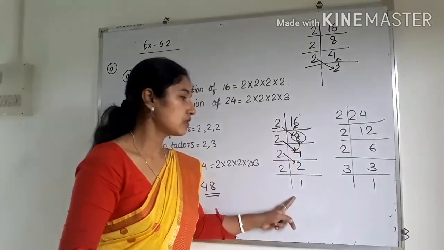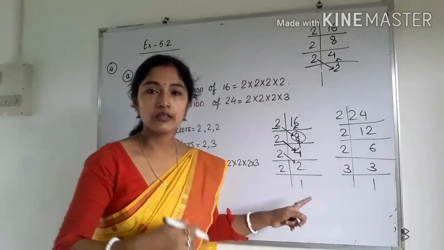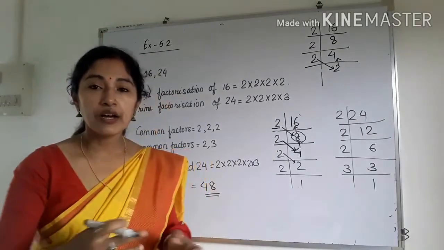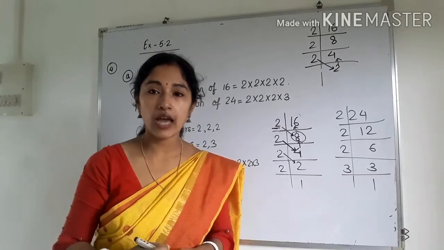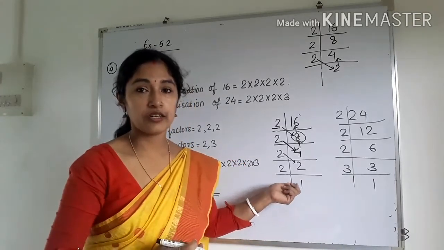Okay. So this is the way, and when you go in class 6 you have to follow this method only, because for bigger numbers you cannot use the factor tree because it will take more time and this takes less time, okay, that's why I am telling.